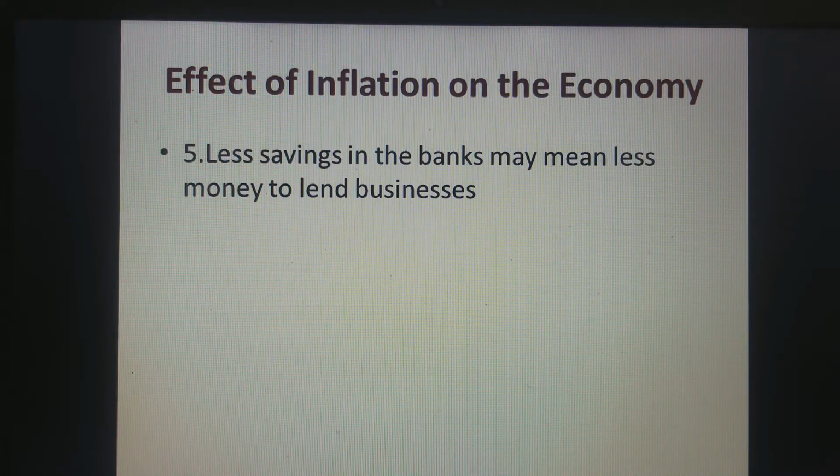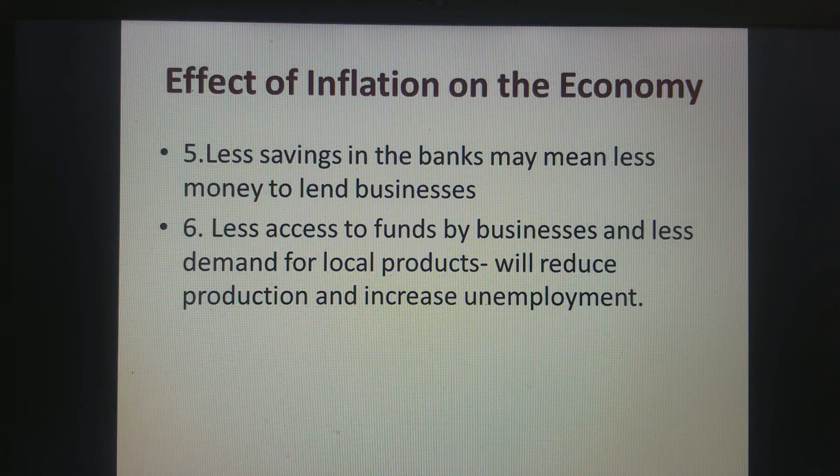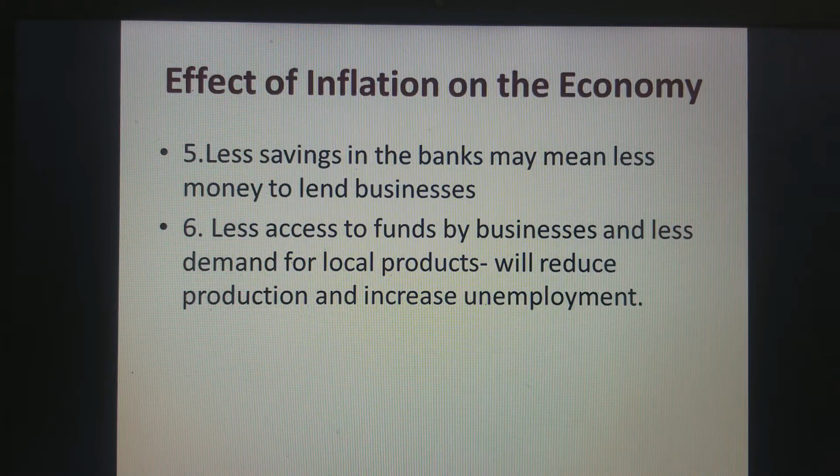All right. And the other point is that less savings in the bank has a negative effect, because the bank will now have less funds to lend to businesses to invest and improve the production. Number 6, less access to funds as well by businesses and less demand for local produce will reduce the production and in essence increase unemployment.